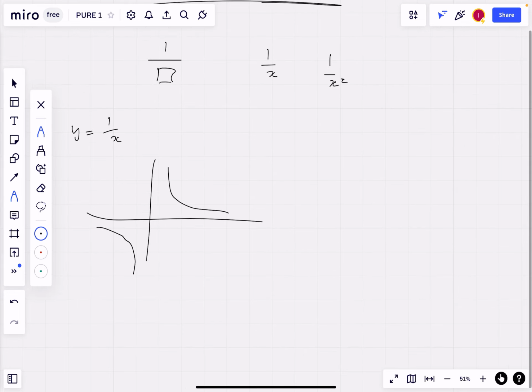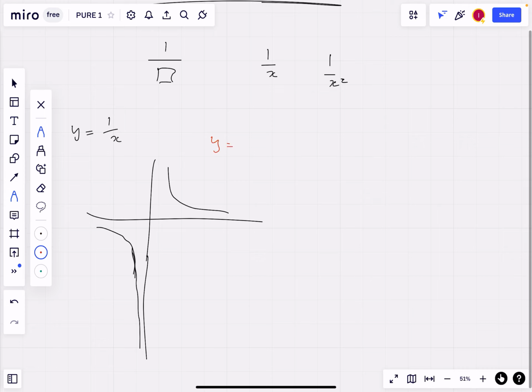So technically, if I extend my axis, this line will tend towards the x-axis, but it will never touch the x-axis. Sorry, that's the y-axis. It will tend towards y, but will never touch it. Same thing with x. It's going to tend towards x. It's never going to touch it. That's the y equals 1 over x graph.